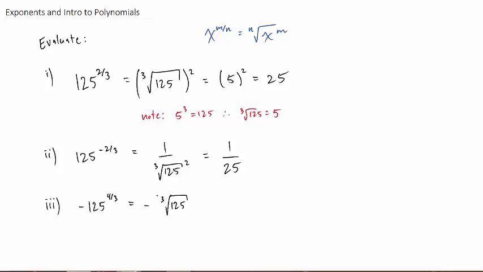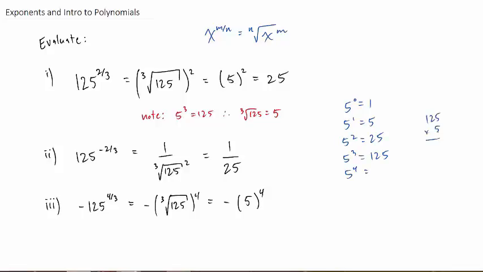And similar idea, but this time we have a different power of 4. So once we get the 5, we'll raise it to the power of 4, and that negative just stays out front because it wasn't inside the bracket. We can check that 5 to the 4 is actually just 125 times 5 again, so it's 625, and the negative is out front.